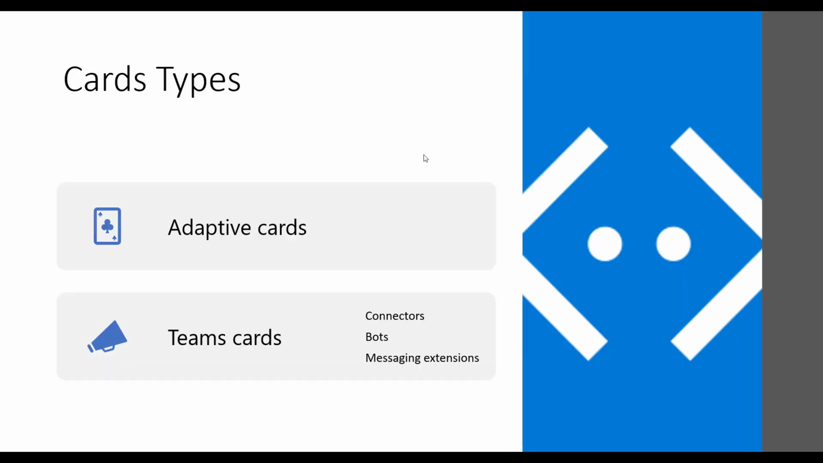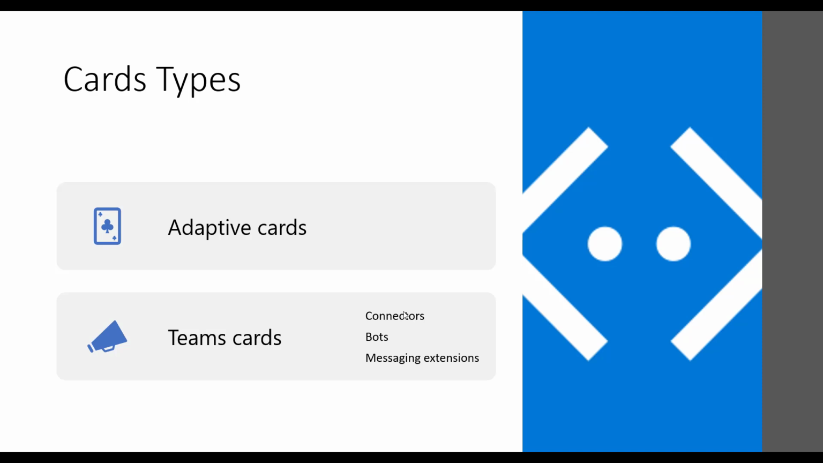Cards have two types. One is the team cards and the other is the adaptive cards. First, we'll focus on the team cards. Team cards were actually first introduced as connectors in Office 365. Later, Microsoft started using these cards throughout all its apps, the Microsoft-supported apps.